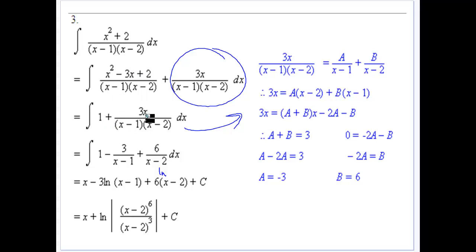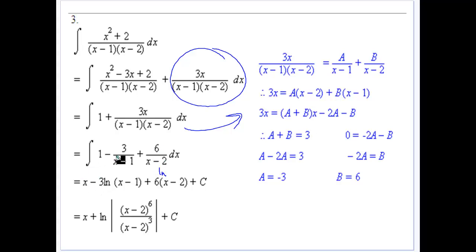There's where our partial fraction is going to come in. So the 3x on the (x minus 1)(x minus 2) can be broken down in partial fractions, because again we're back to the stage where it's 1 degree less than the 2 there, and it's a multiplication of linear factors, so we know it can come down to fractions there. And then we get the 1 minus the 3 on x minus 1 plus the 6 on x minus 2.